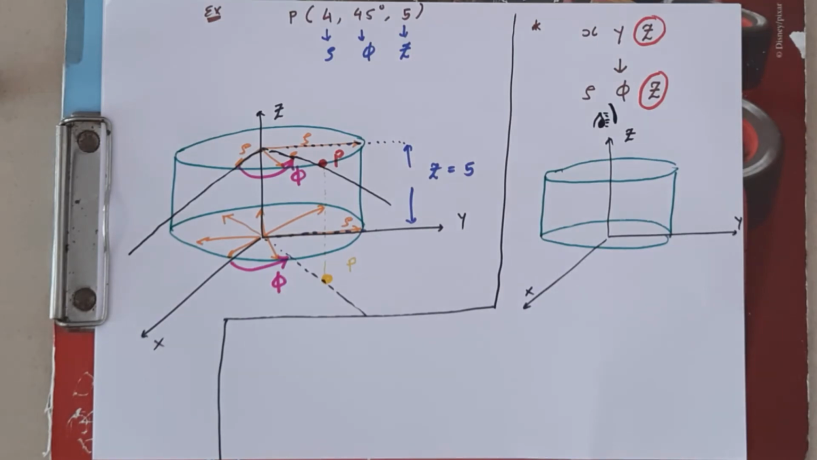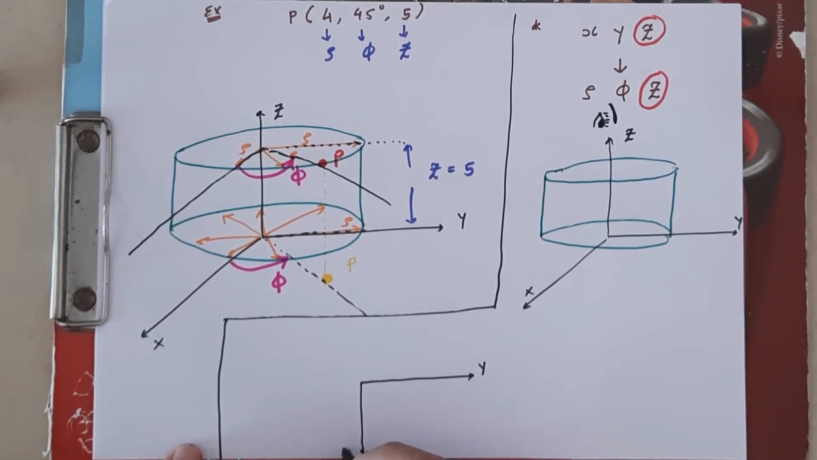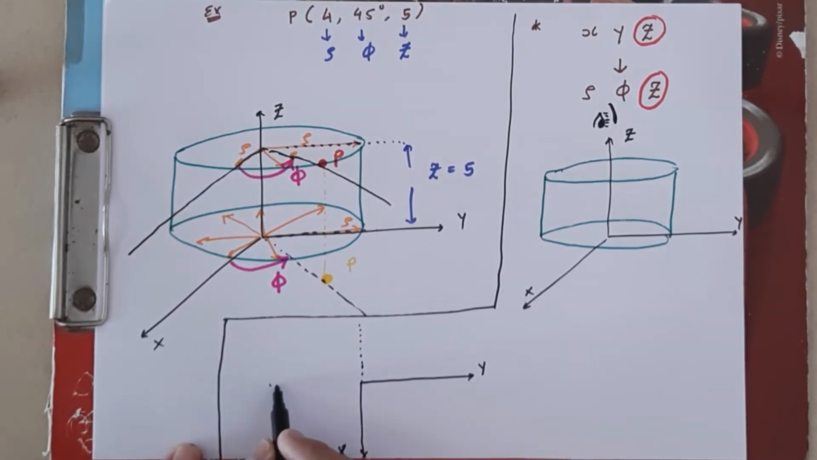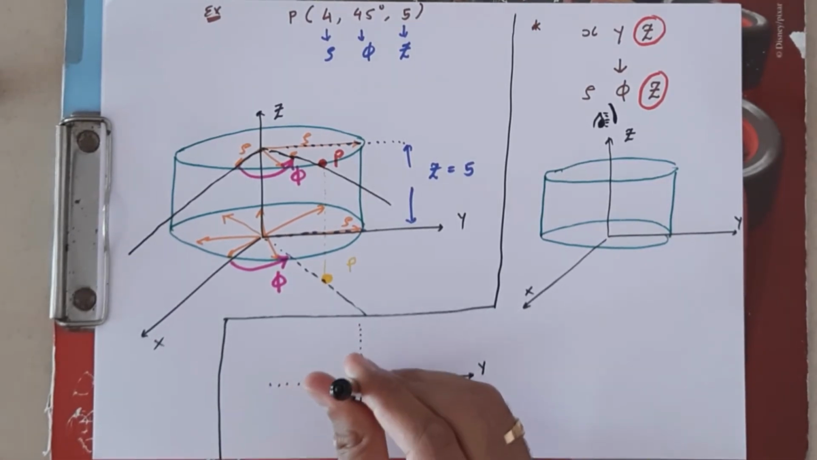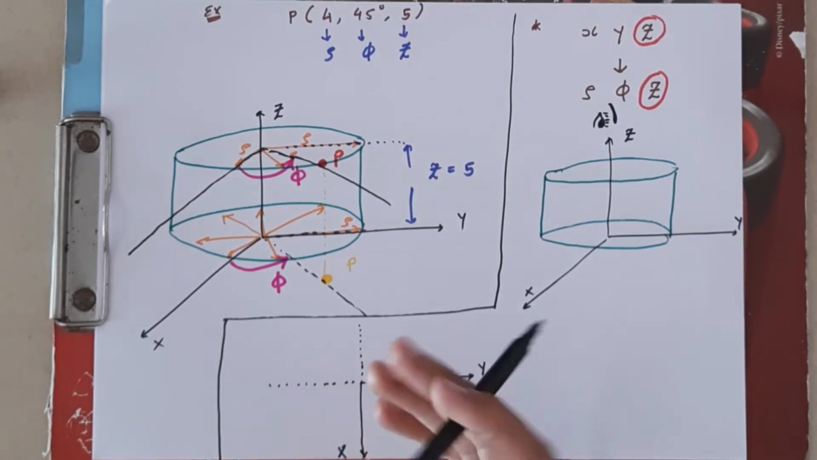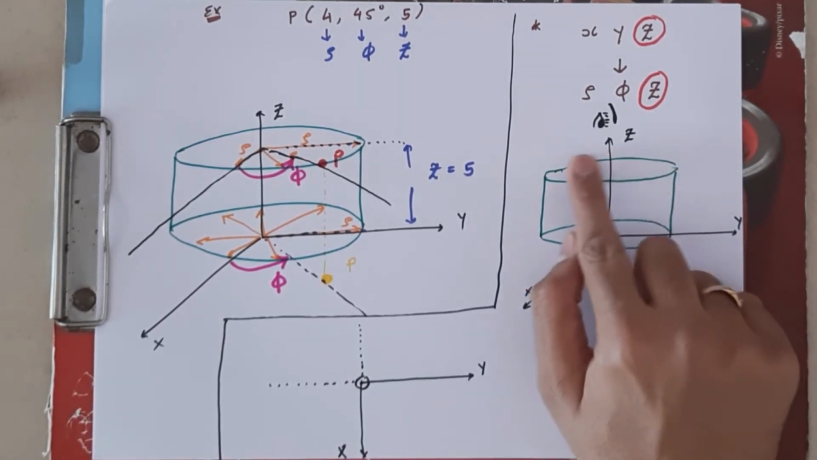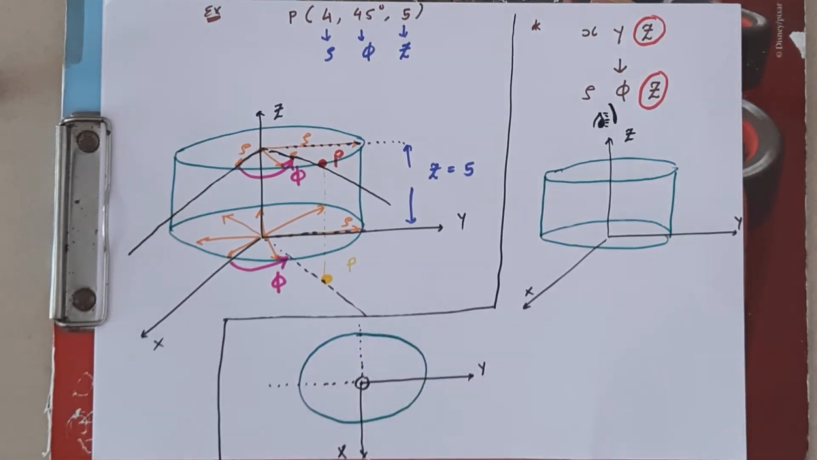So what do we observe? See here. This one is my y-axis, this one is my x-axis, here is my negative x-axis, and here is my negative y-axis. And where is the z-axis? This one. The z-axis is out of the page. This portion looks like a perfect circle.